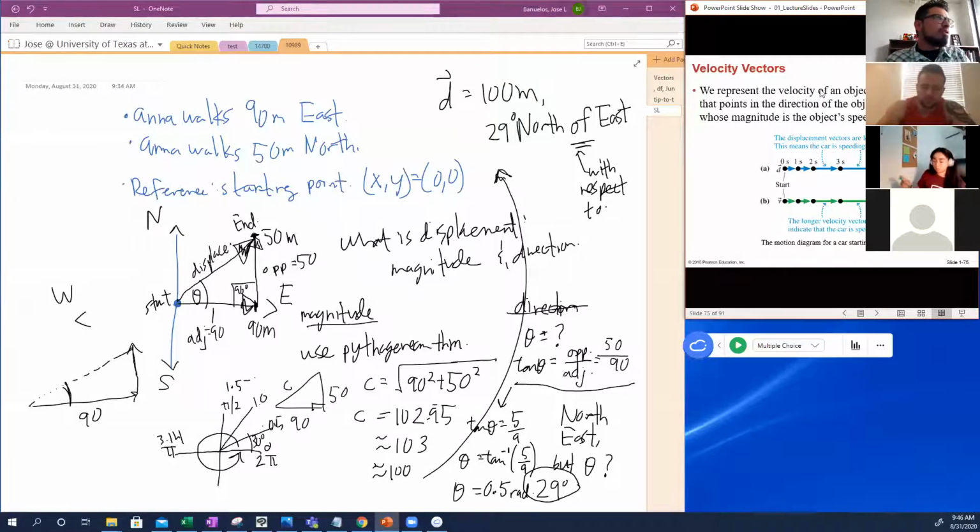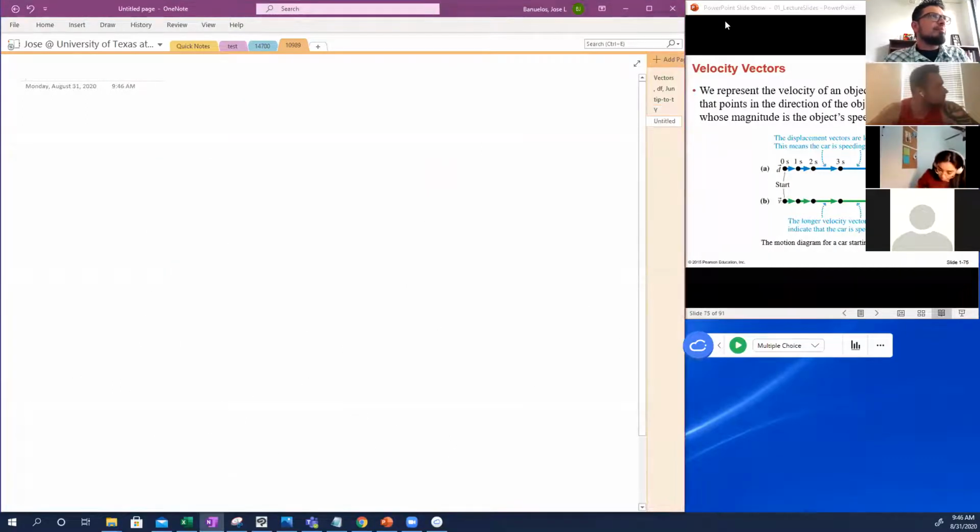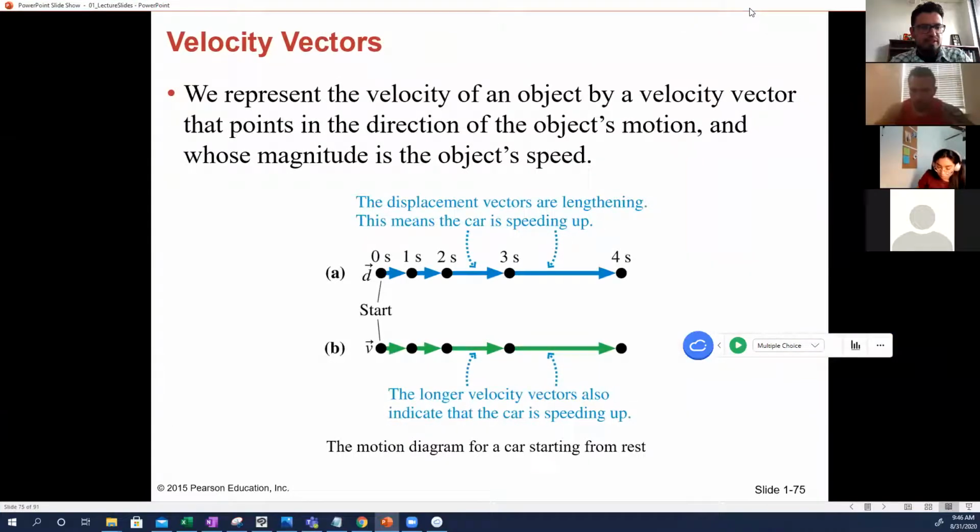We're gonna focus a little bit more on velocity vectors next. And it's the same idea. We're gonna point the vector in the direction of the motion. And with a velocity vector, the size of the arrow will tell us the magnitude of the velocity.